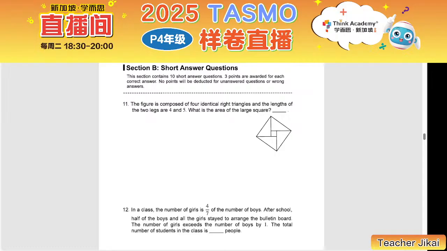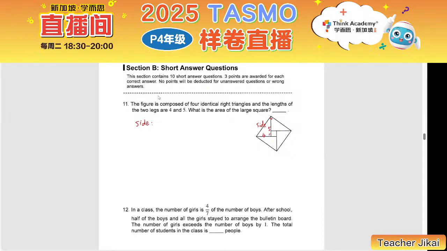So question 11 here, we have a square. So square will give you what? Square will give you a 90 degree, right? And also we know the area is the square of the side length. So we know the two legs here are 4 and 5. Do you have something interesting here? So this is the side length, right?